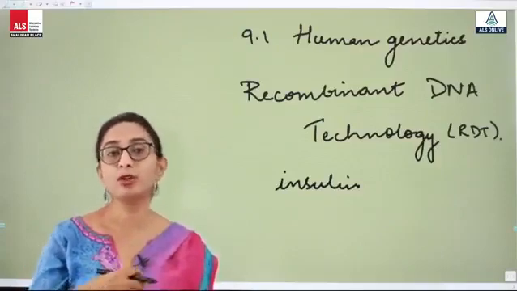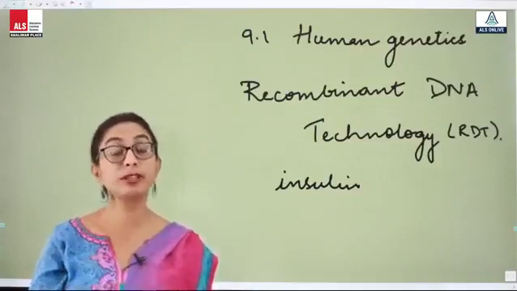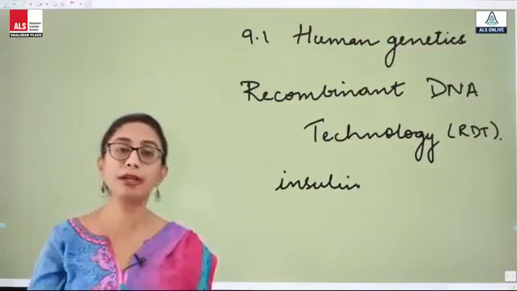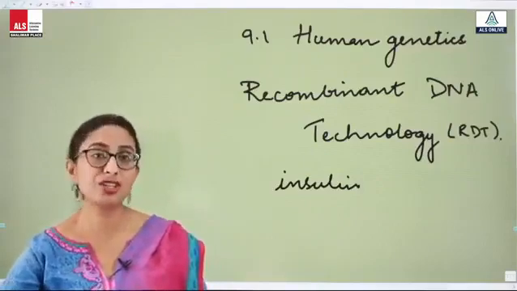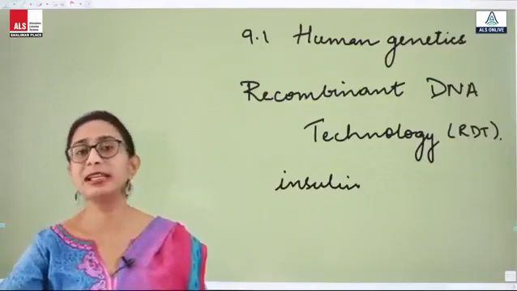So suppose when it crosses about 200 or about 300, in some cases it goes up to beyond 300 also. In those cases, usually the doctors will prescribe insulin injections. So how do you think this insulin is manufactured?